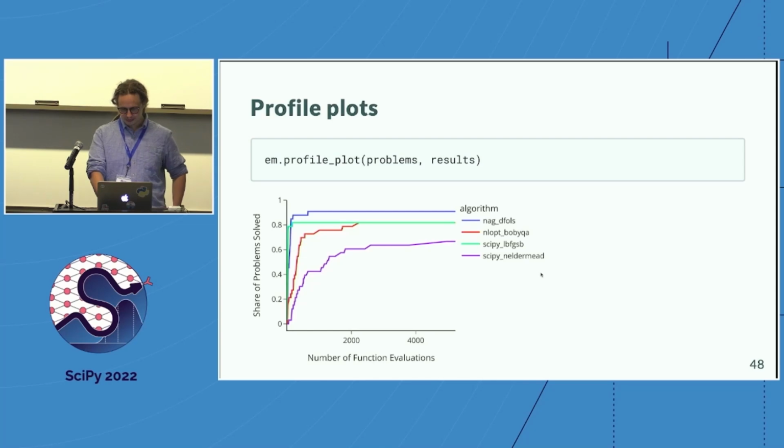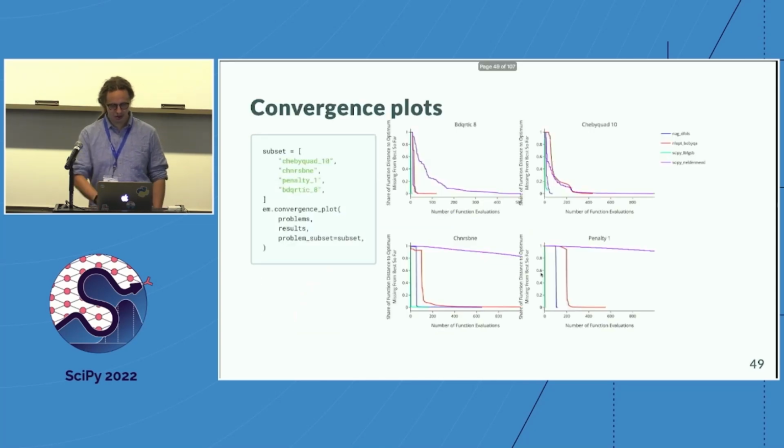And then if you want to zoom in a bit, you can look at convergence plots. For this, usually it's good to define a subset of the problems that you want to look at, because otherwise we would have to look at 30 plots. And then you can check, for each optimizer, if they solved it, and if so, how fast.